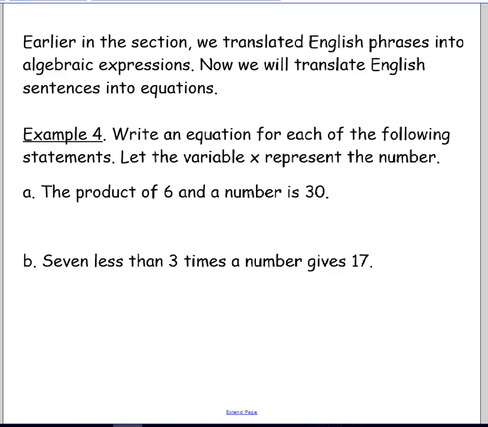So earlier in this section, we translated English phrases into algebraic expressions. Now we're going to do the same, but with equations, so they'll have an equal sign. Example 4, write an equation for each of the following statements, and again, let the variable x represent the number. So the product means multiply. The word and is where we're going to put that multiplication. So the product of 6 and a number, so 6 times a number, or 6x. The word is represents our equal sign. And then we have 30.